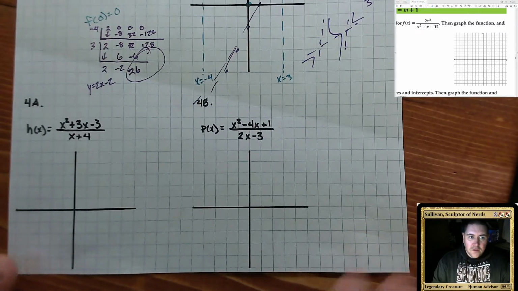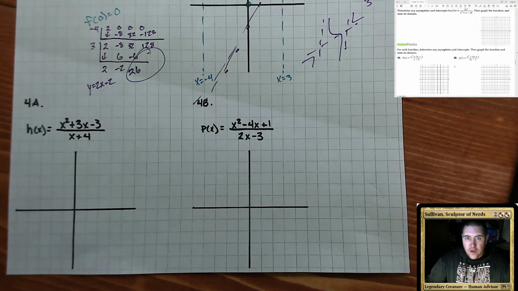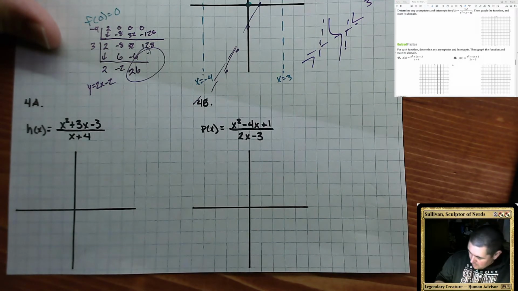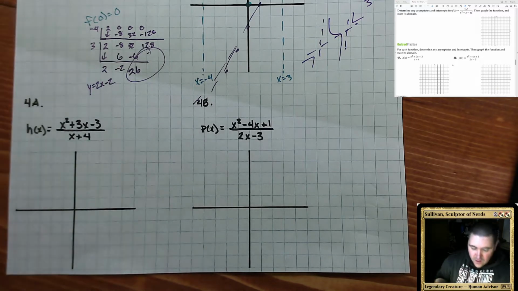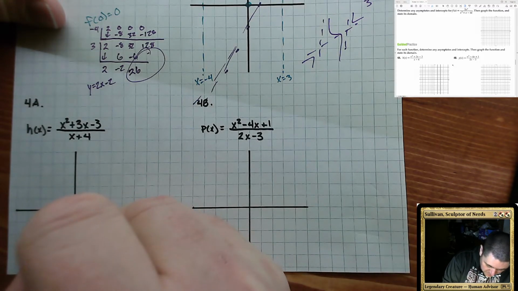I want you to pause and do 4a and 4b from here, okay? Those two, 4a and 4b. Pause it, get it. Now, what you may or may not have done is, did you remember to do all of your x and y intercepts correctly?